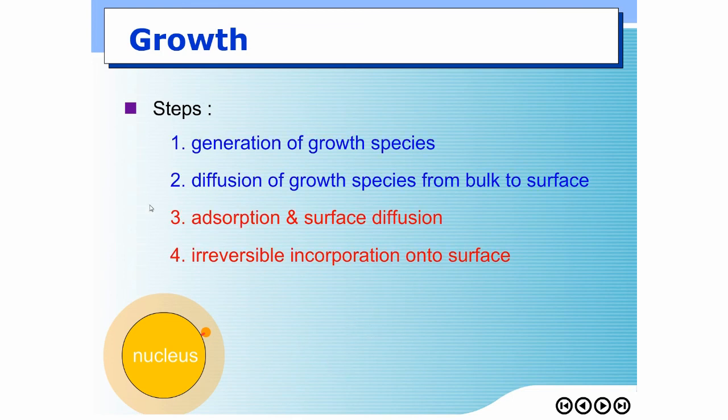So the growth steps can be divided into 2 groups, the blue ones and the red ones. The blue ones depend on growth species in solution, and the red ones depend on the solid. Okay?